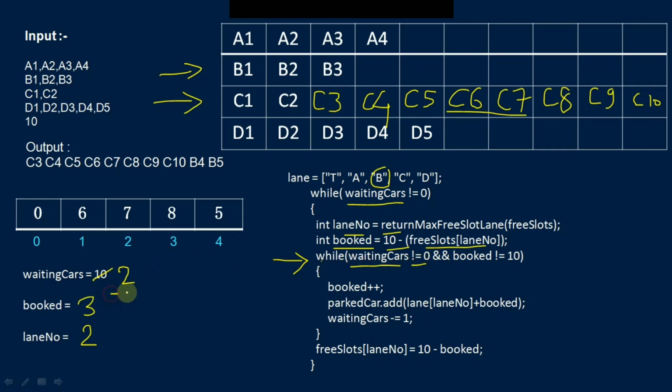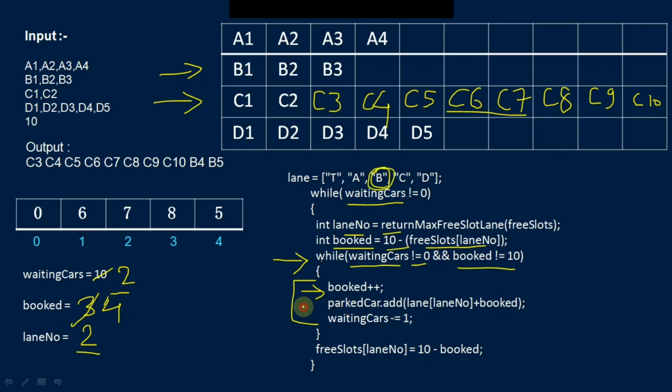So here waiting cars is 2, which is not equal to 0, so the condition is true, and booked is not equal to 10. So booked is also not equal to 10, so the condition is true. We will come inside this while loop, and same as before, we will increment the value of booked by 1. Initially it is 3, it will become 4.